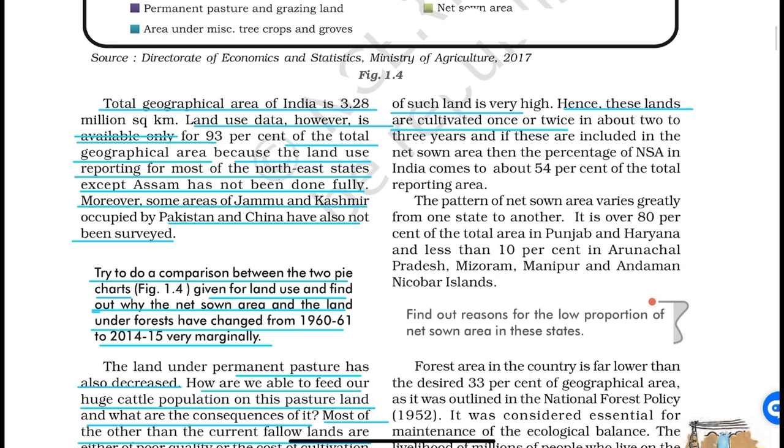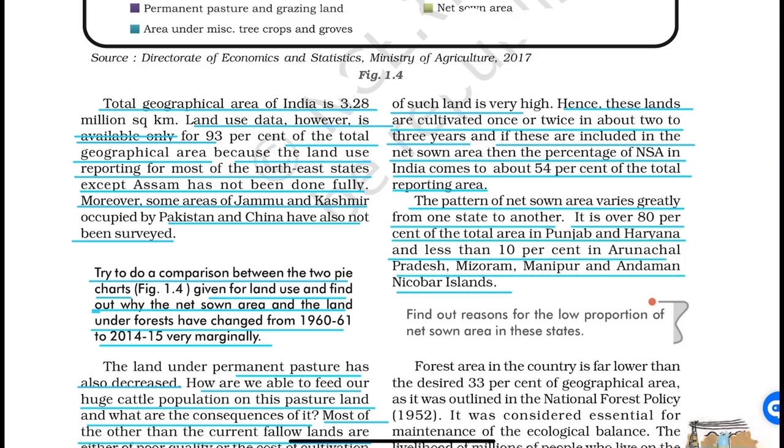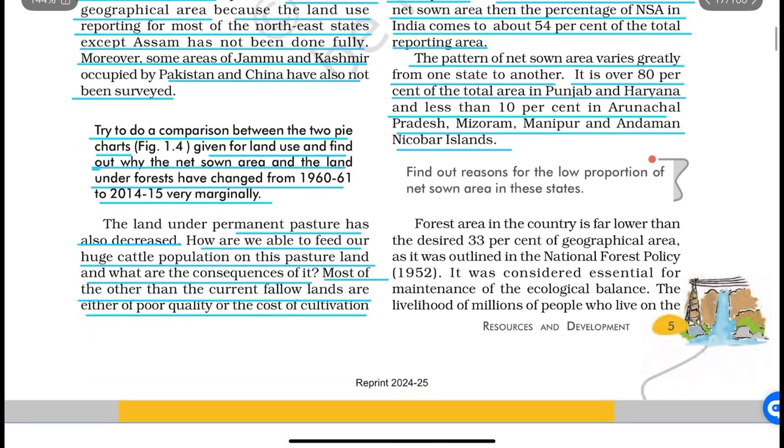Hence, these lands are cultivated once or twice in about 2 to 3 years, and if these are included in the net sown area, then the percentage of NSA in India comes to about 54% of the total reporting area. The pattern of net sown area varies greatly from one state to another. It is over 80% of total area in Punjab and Haryana and less than 10% in Arunachal Pradesh, Mizoram, Manipur, and Andaman and Nicobar Islands. Question is, find out reasons for the low proportion of net sown area in these states.